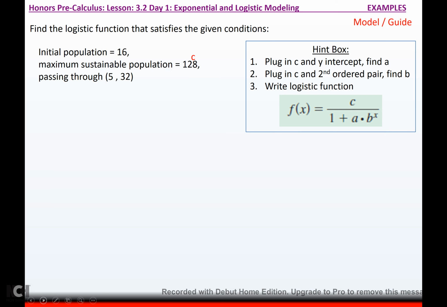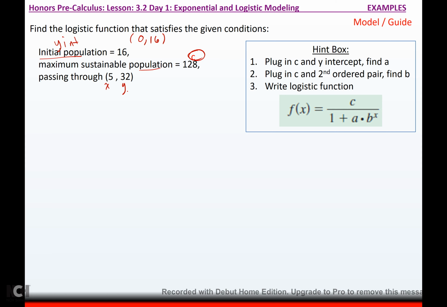Alright, so this one says, find the logistic function that satisfies the given condition. Okay, it says the initial population was 16. The maximum sustainable population is 128. When they give you the maximum population that you can get, that's always, always, always your c. Your initial population is code for y-intercept. So this is going to be 0, 16. And then this is my other point that it passes through that I used to find b.